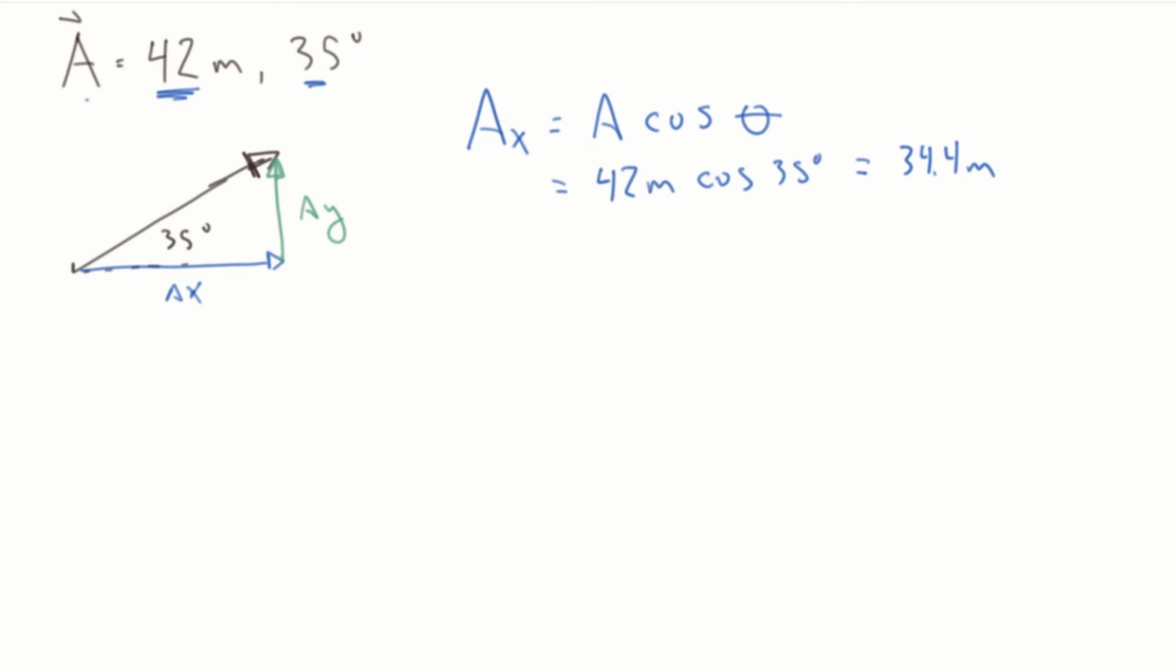The Ay component is equal to the quantity A times sine of theta. So you can see the measurements are all the same. 42 meters is the same. 35 degrees is still the same. The only difference is we switch from cosine to sine, that's all. So 42 times the sine of 35 gets us 24.1.